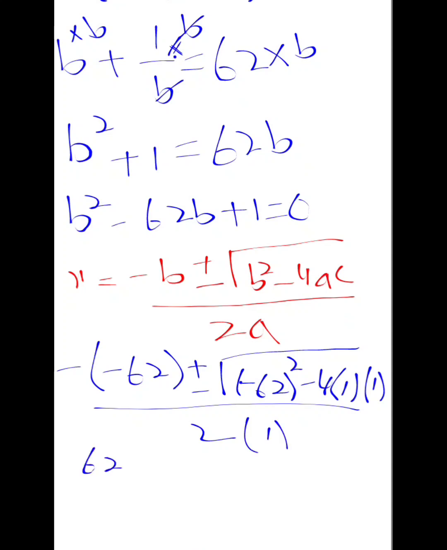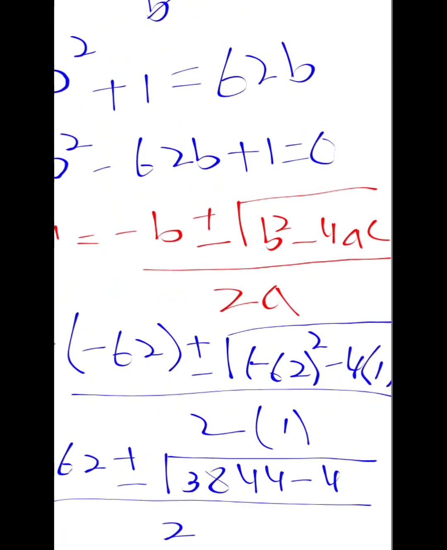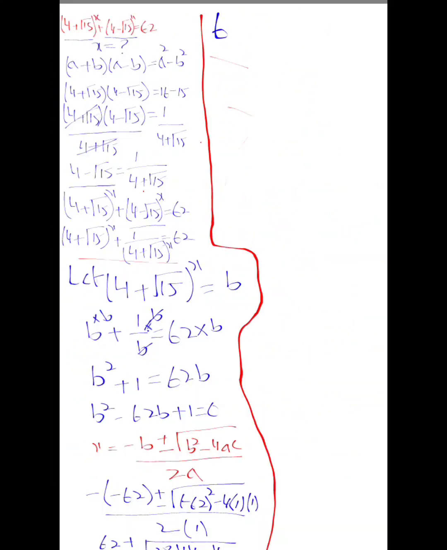So after solving we will get 62 plus minus square root of, 62 square will be 3844, minus 4, over 2. So it means 62 plus minus square root of 3840, over 2.